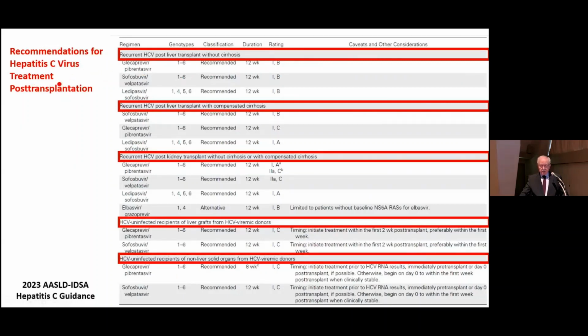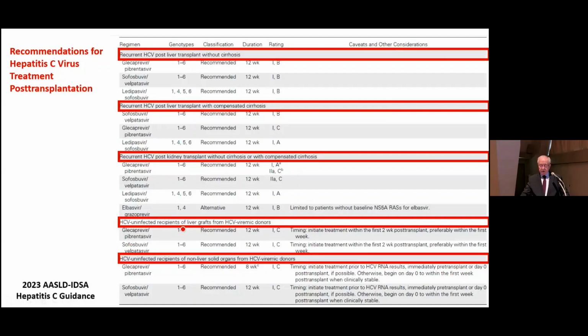Recommendations for hepatitis C treatment in post-transplantation cases. All patients, 12 weeks, can be given glecaprevir, pibrentasvir, sofosbuvir, velpatasvir, or ledipasvir, sofosbuvir. Recurrent HCV post-liver transplant cases also, sofosbuvir velpatasvir, glecaprevir pibrentasvir, ledipasvir sofosbuvir can be given for 12 weeks. Recurrent HCV post-kidney transplant without cirrhosis or with compensated cirrhosis, again, 12 weeks, glecaprevir, pibrentasvir, sofosbuvir, velpatasvir, ledipasvir, sofosbuvir, and elbasvir, grazoprevir can be given for 12 weeks.